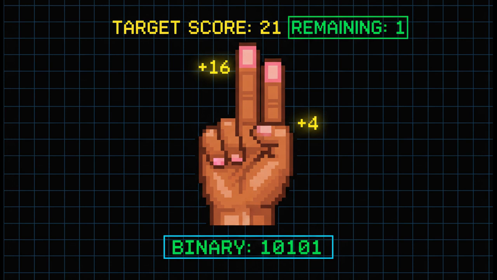The next biggest that fits into 5 is 4. So, middle finger up. We just need one more. And hey, that's your thumb. So you've got your pinky, middle, and thumb up. In the binary code, that looks like 10101. You see that? You're literally speaking computer right now.